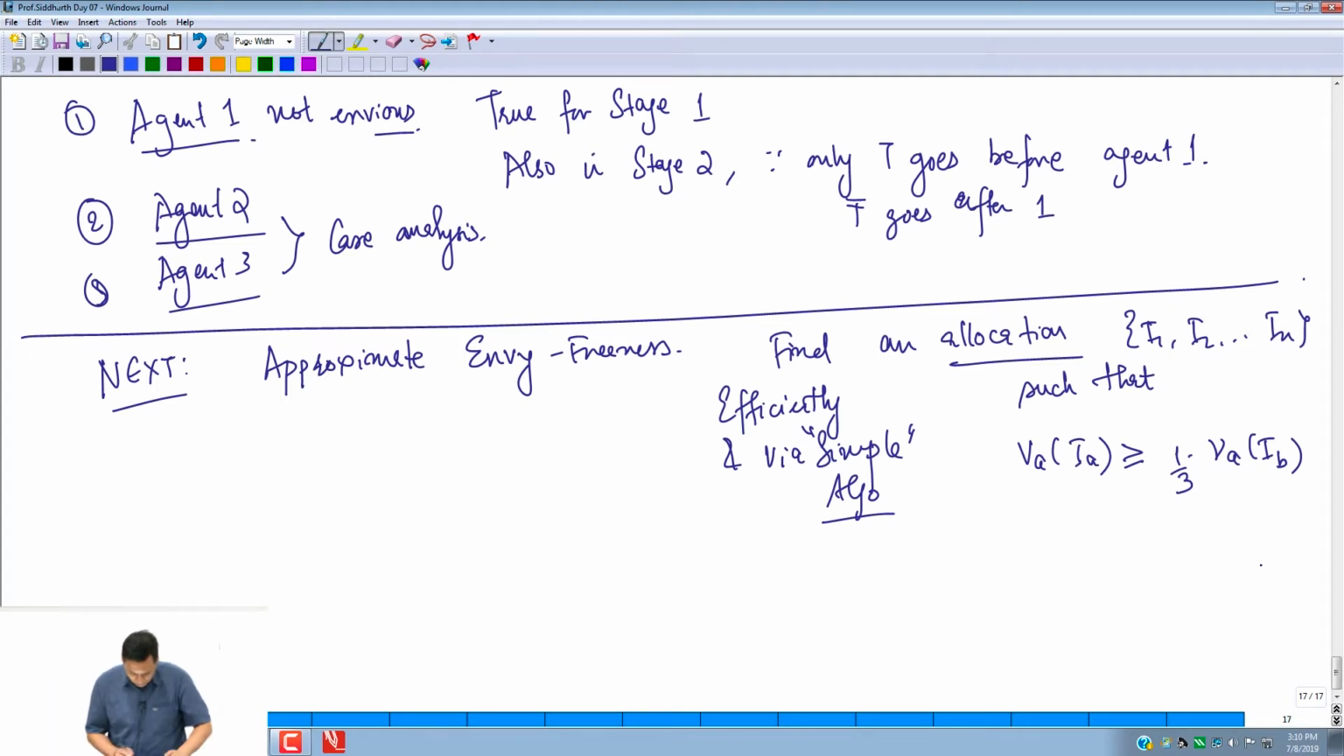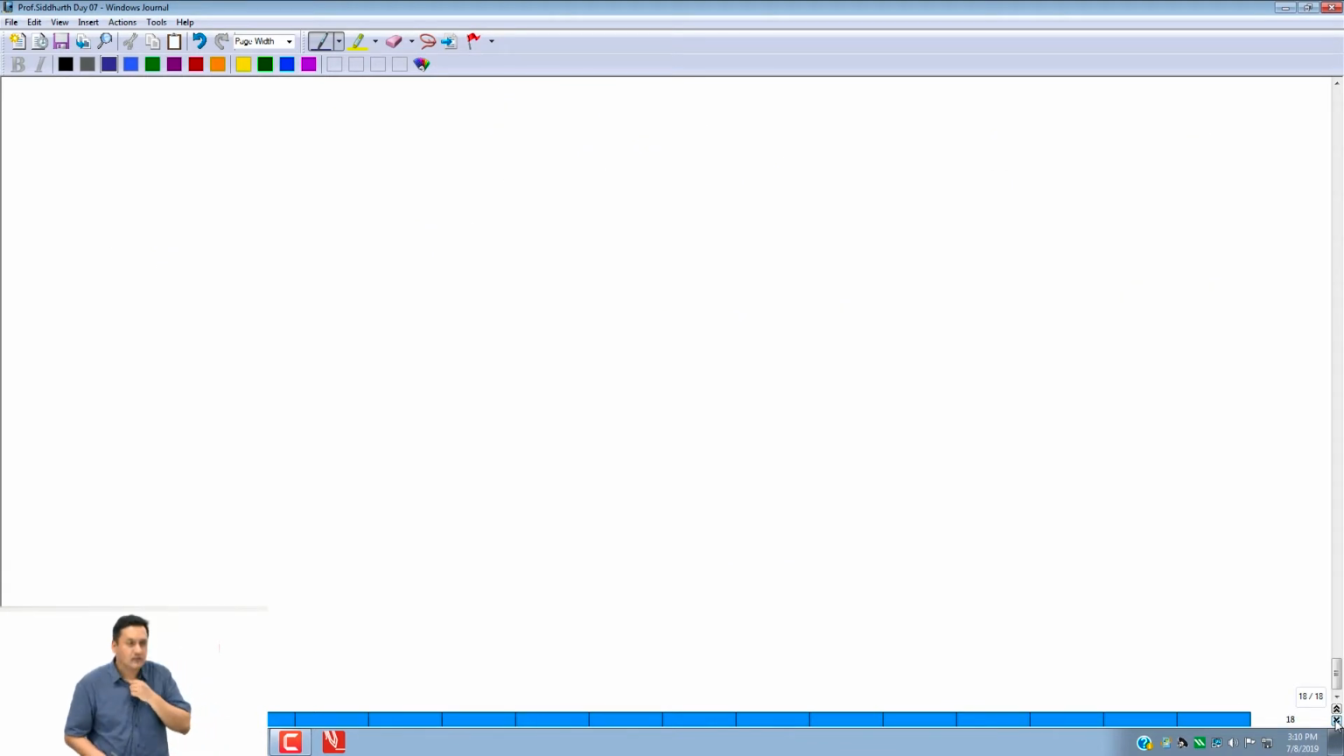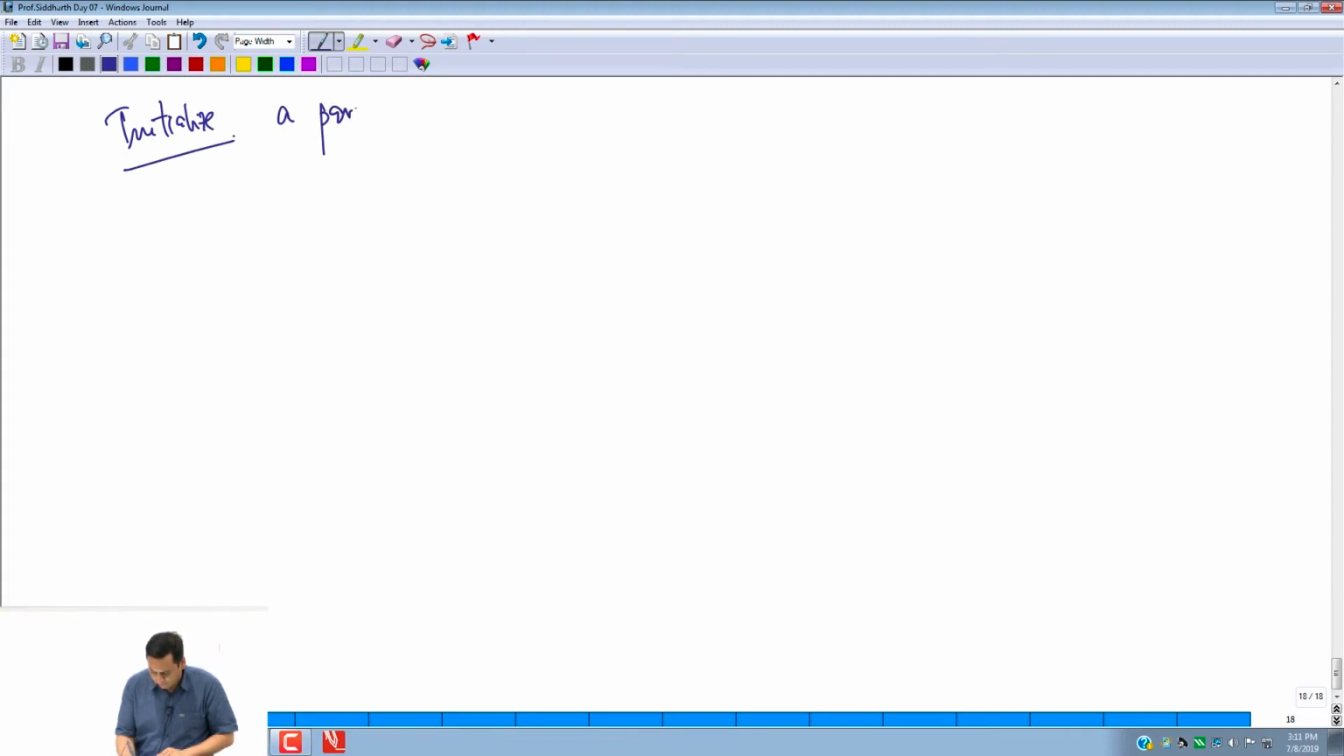Okay. In the interest of time, I will not write down the entire steps of the pseudocode. If you have appreciated the moving knives idea, this will resonate a bit. But let me sketch the main points of the algorithm. So the idea is I'll initialize a partial allocation, by which I mean I'll give every agent an interval.